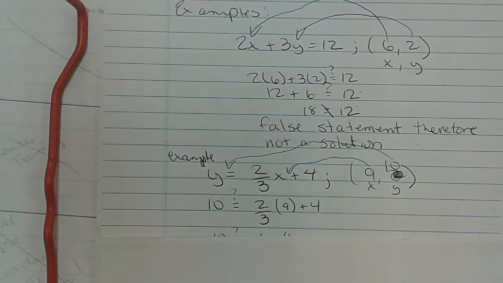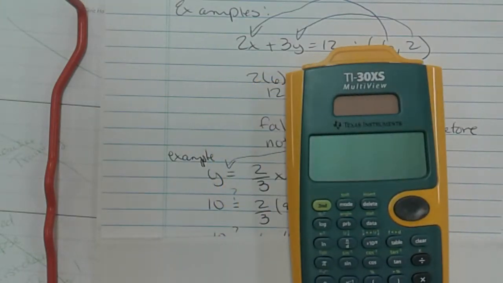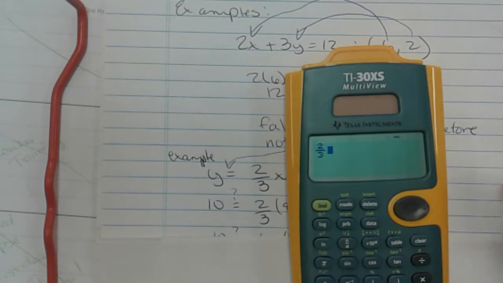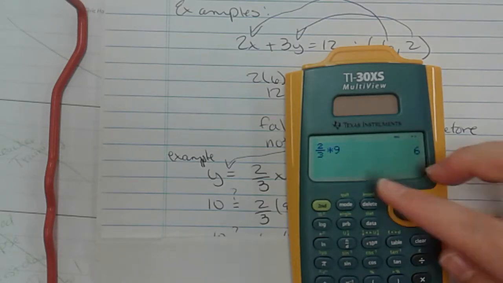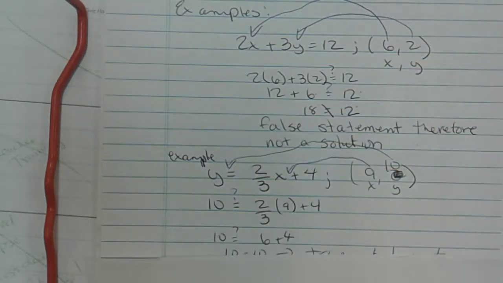So if you have the orange calculators, what you're going to do is turn it on and hit your fraction button. I'm going to type in 2, go to the bottom, type in 3. Remember to hit the arrow over. Times 9 equals 6. And then in this case, I'm going to add 4. Does that equal 10? Yeah, it does. We have 10 equals 10 in this case.